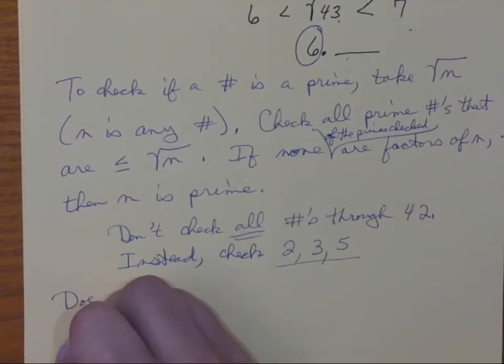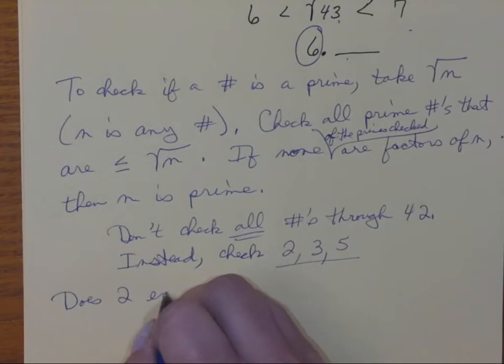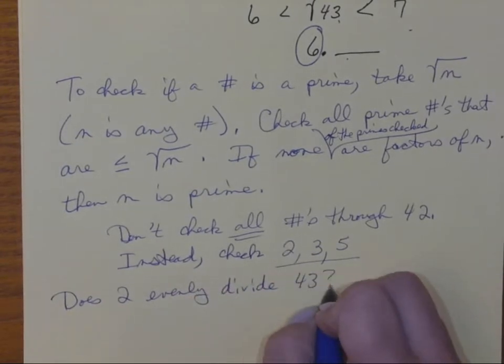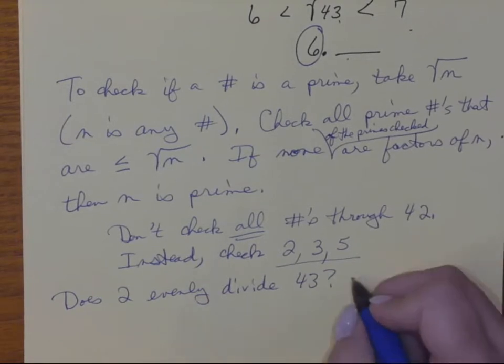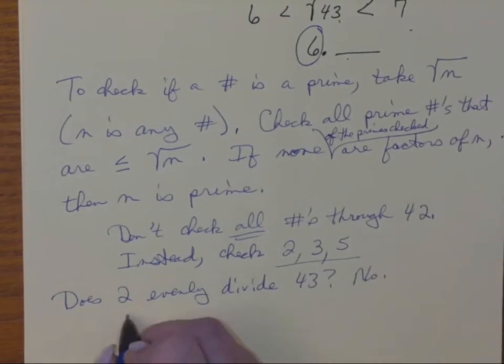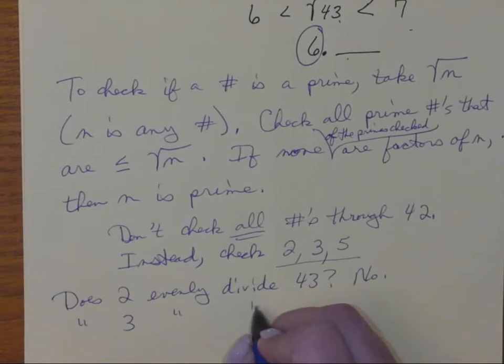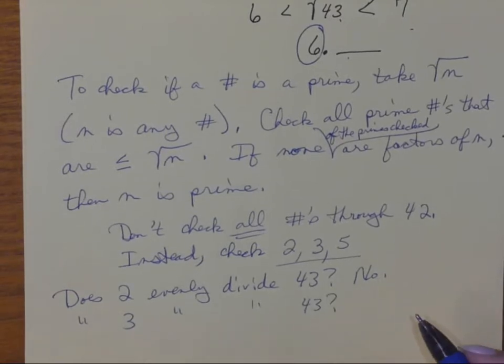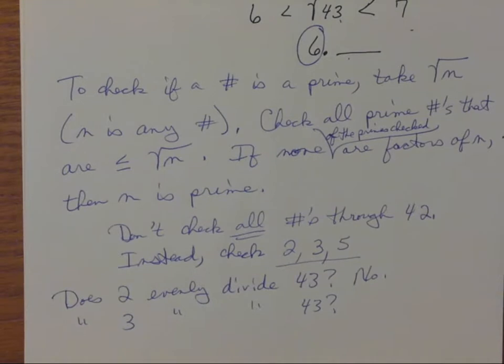So does 2 evenly divide 43? Well, no, because it's not even. Does 3 evenly divide 43? Well, now I can use my little cheat, right? I've got that rule that I know. 4 plus 3 is 7. So because 7 isn't divisible by 3, then 43 isn't divisible by 3, right?